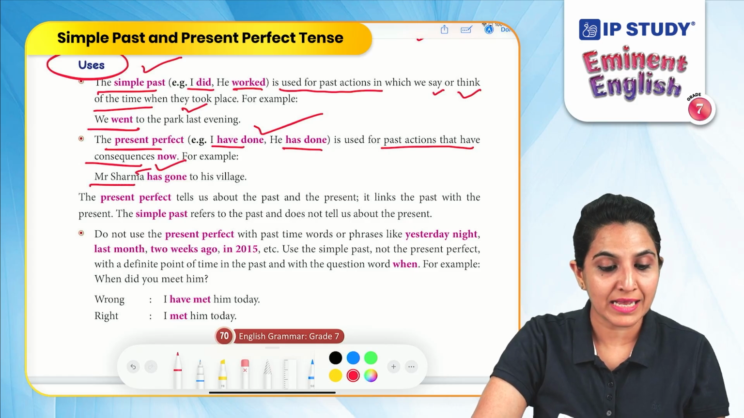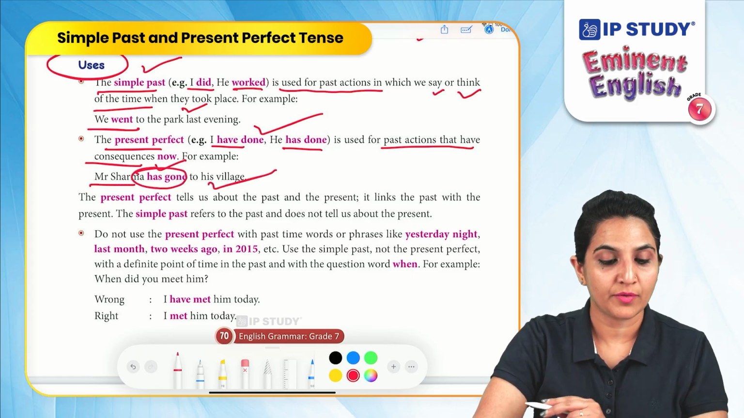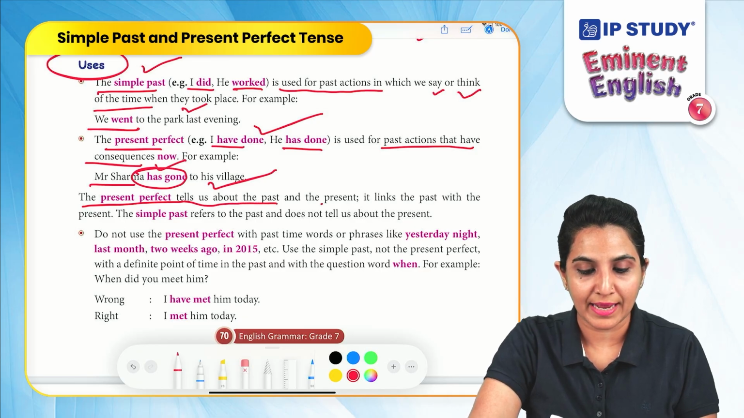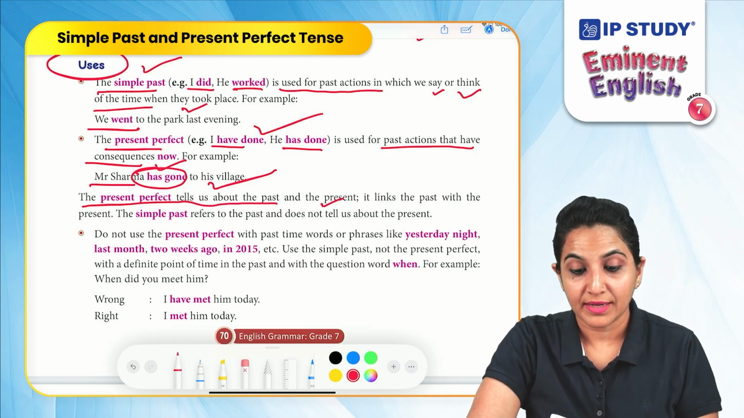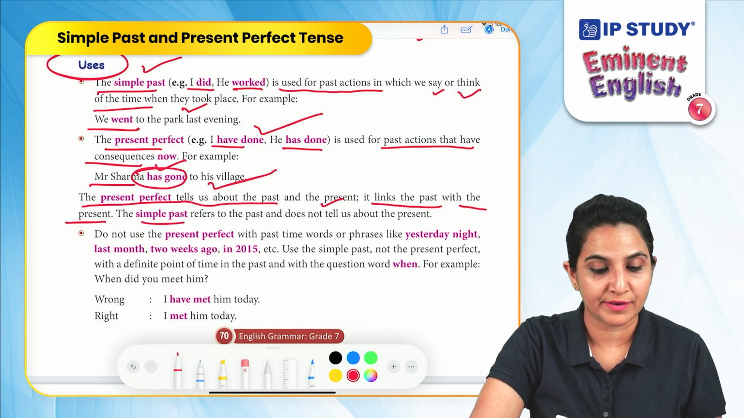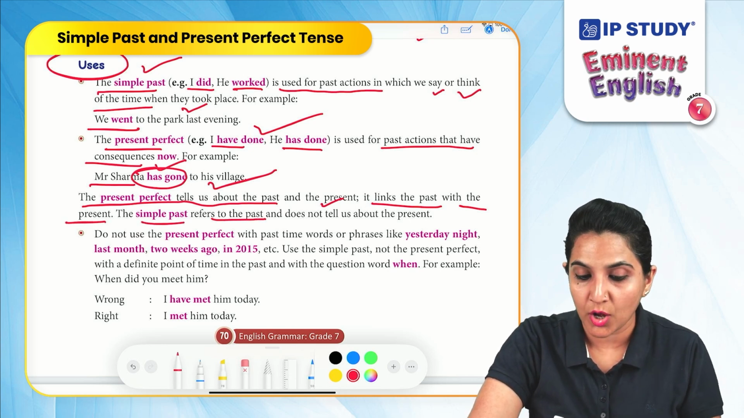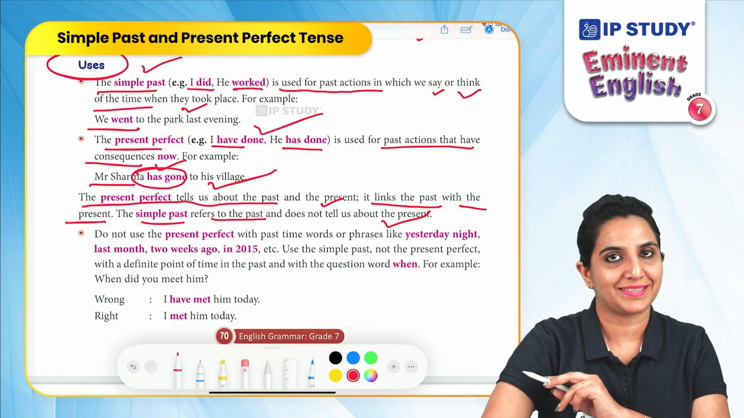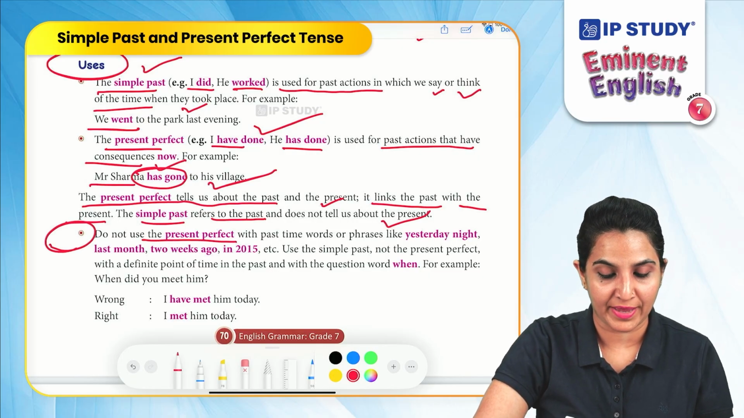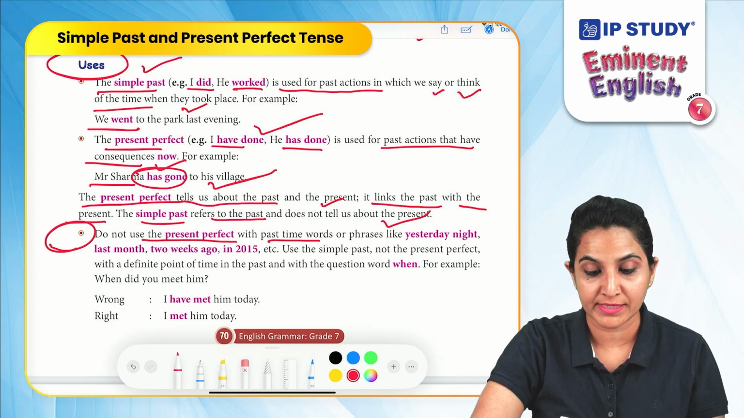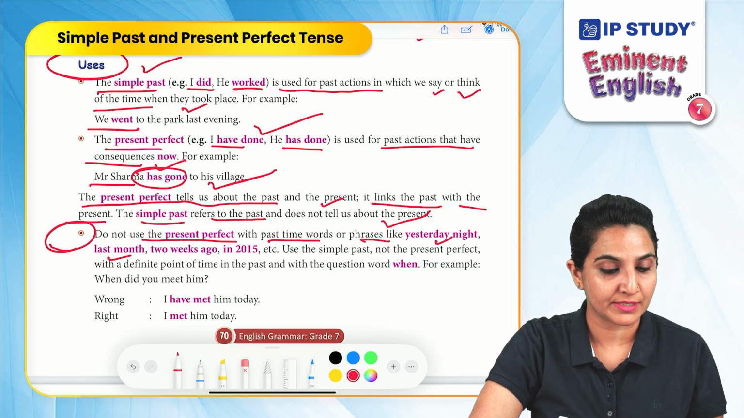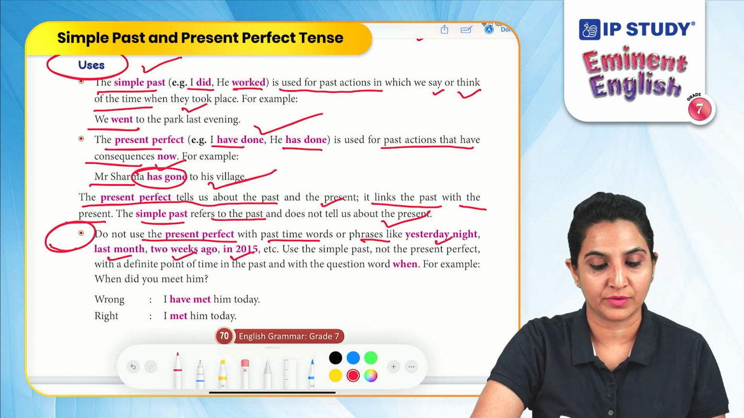Sharma has gone to his village. The present perfect tells us about the past and the present. It links the past with the present, whereas the simple past refers to the past and does not tell us about the present. Do not use the present perfect with past time words or phrases like yesterday night, last month, 2 weeks ago, in 2015.